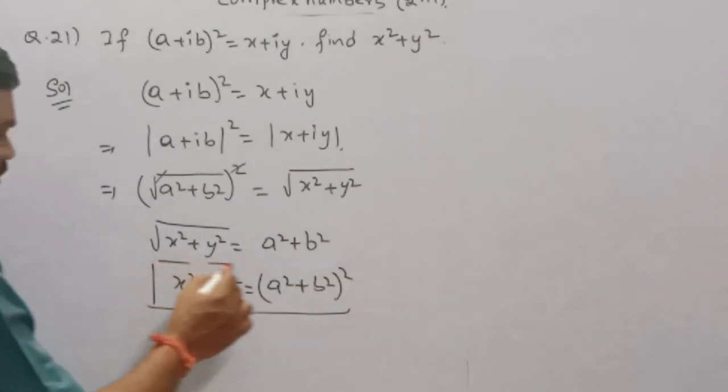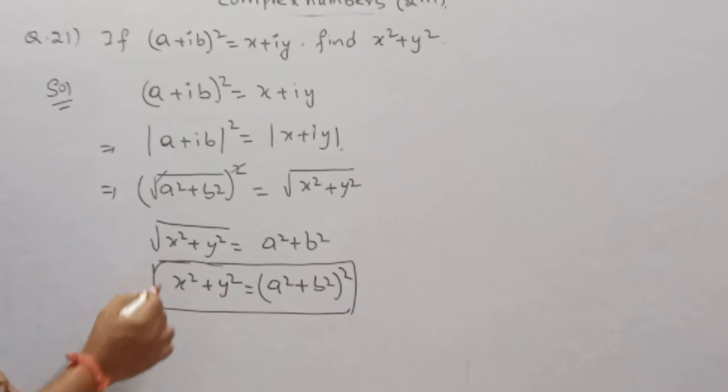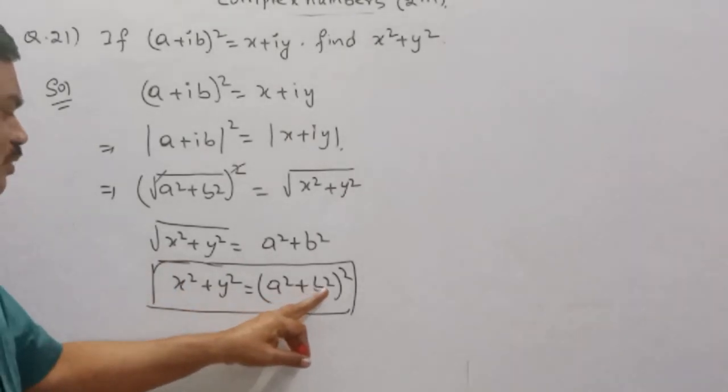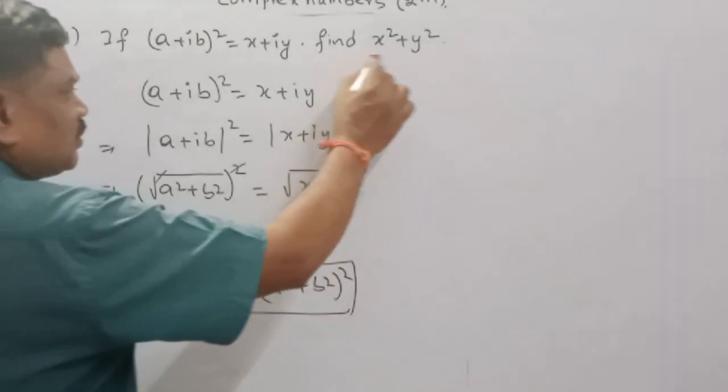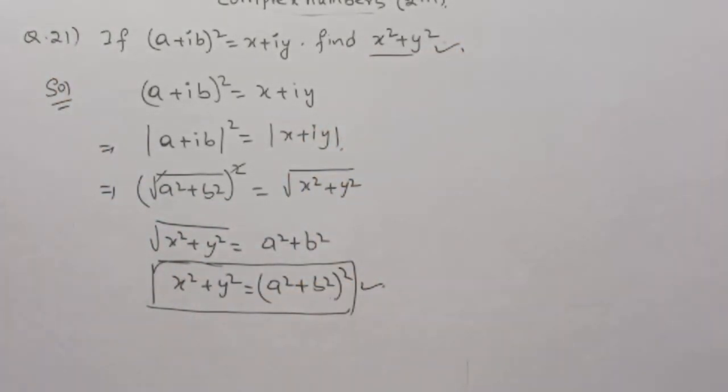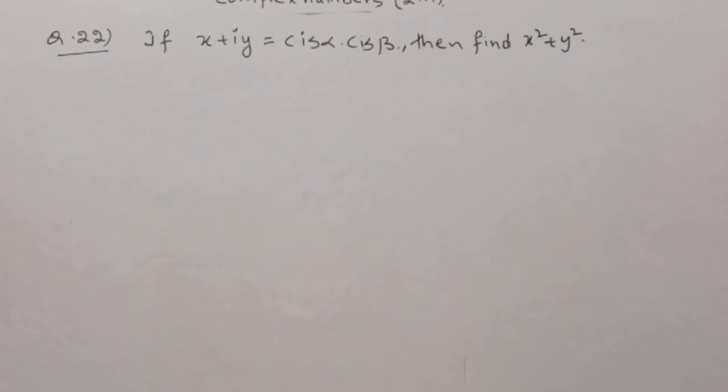This is by squaring on both sides. We get x² + y² is equal to (a² + b²)². This is the answer. (a² + b²)² is the answer. That's all. Thank you.